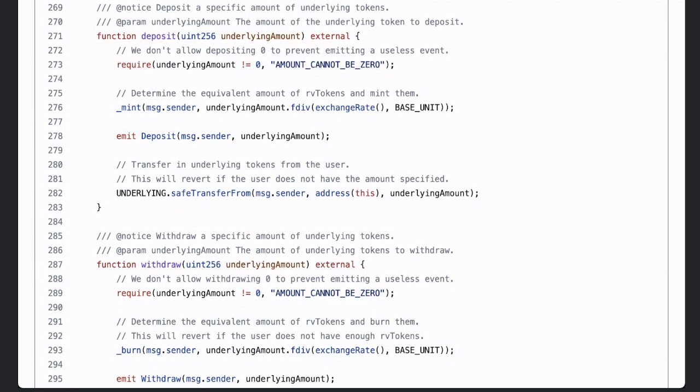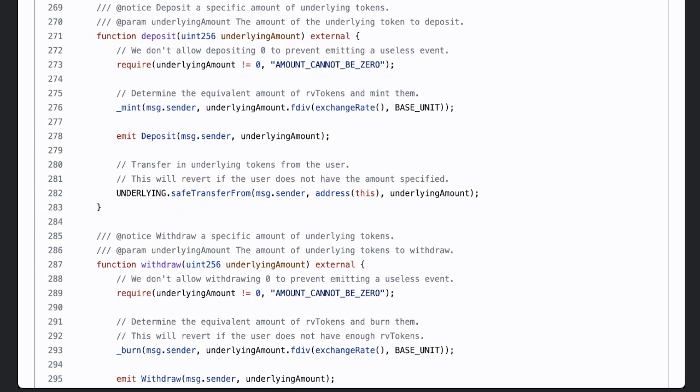Incidentally, just because I don't know if we're going to get to it otherwise, are you allowing permits here, or are you only doing allowances? Like straight approval allowances? Well, permits are just an abstraction on top of setting allowances. I should have said straight approvals. Yes, since this inherits from Soulmate ERC20 and Soulmate ERC20 implements permit, this supports permit. Very cool.